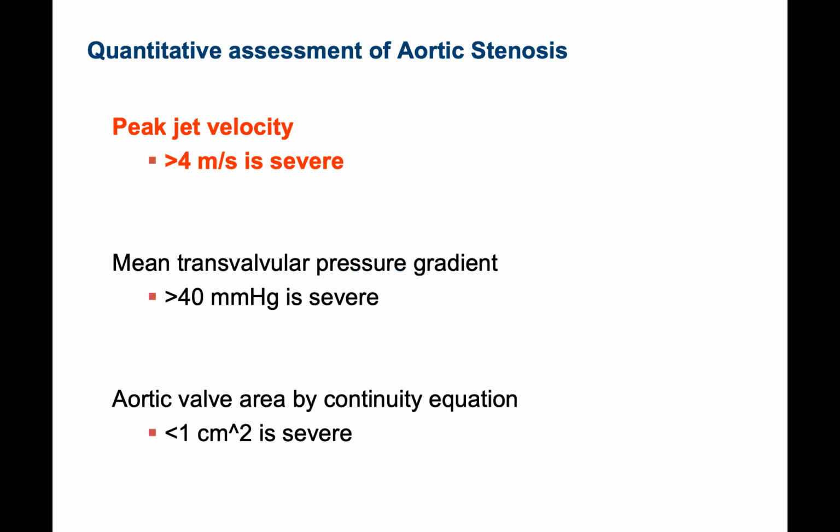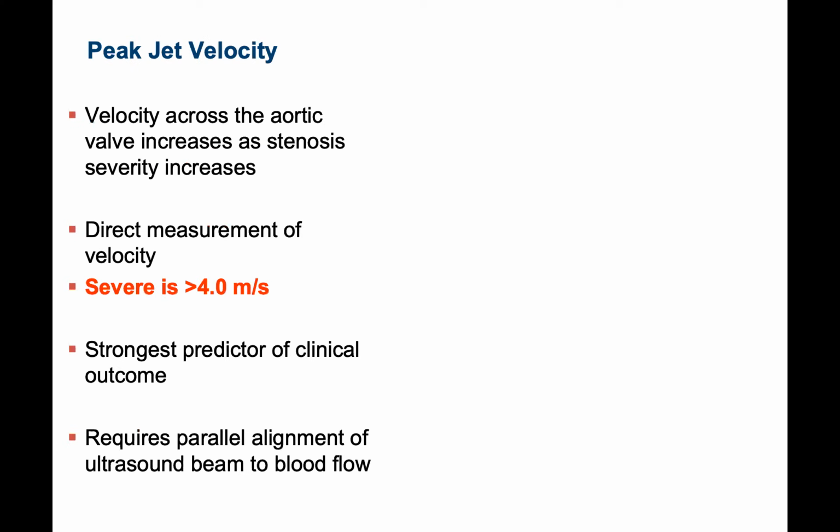Now we're going to move on to talk about a quantitative assessment of aortic stenosis. There are lots of different measurements we can do, but in POCUS, we are going to focus on peak jet velocity. I put it in red because I think it's worth memorizing that a peak jet velocity greater than 4 meters per second is considered severe. We can also look at mean transvalvular pressure gradient, where more than 40 millimeters of mercury is severe, or aortic valve area by the continuity equation less than 1 centimeter squared is severe. But again, for POCUS today, we're going to talk about peak jet velocity greater than 4 as being severe.